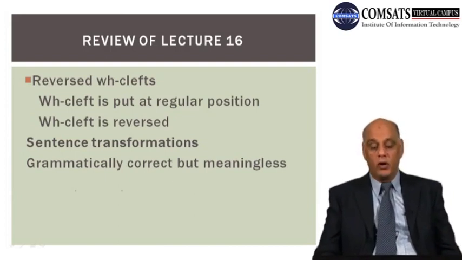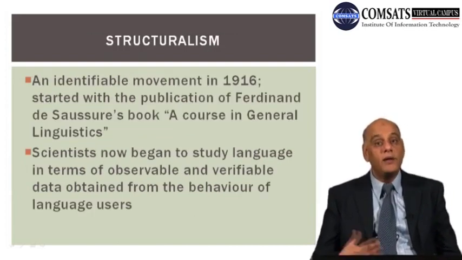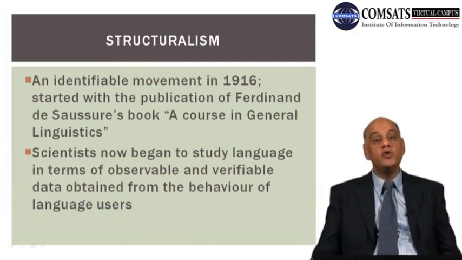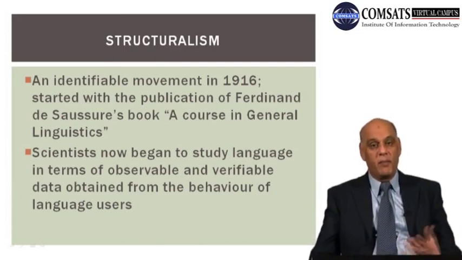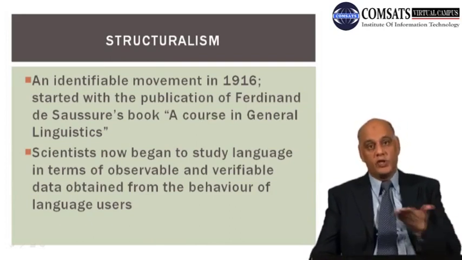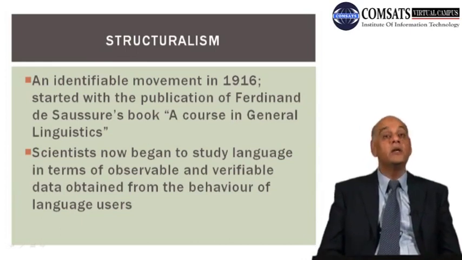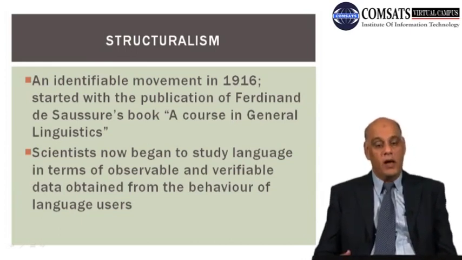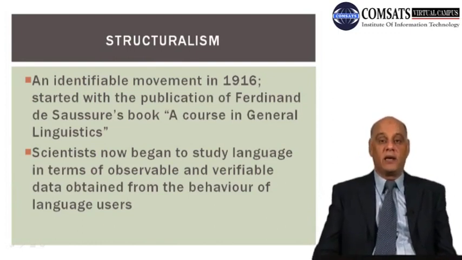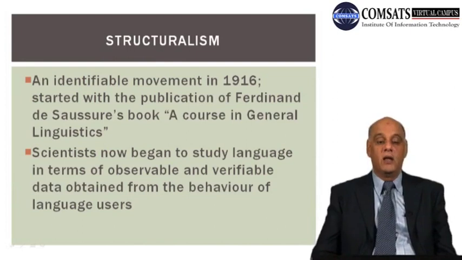Today we're going to talk about another theory, in opposition to which the generativists came up with their theory. What was the basic idea of structuralism, against which the generativists gave their idea? Now look at the word structuralism. As it's self-explanatory, it talks about the structure of language, the structure of a sentence. Now, what is this movement basically? Let's look at how it started.